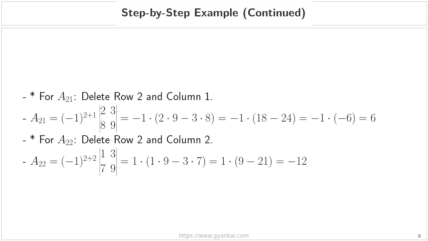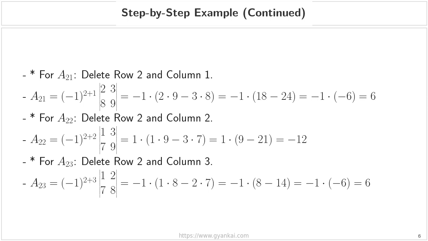Next, let's calculate the cofactor A 2 2. For this one, we delete row 2 and column 2. Our remaining elements form a minor with 1, 3, 7, and 9. Here, the sign is -1 raised to the power of 2 plus 2, which is a positive 1, so the sign remains unchanged. Calculating the determinant, 1 times 9 minus 3 times 7 gives us 9 minus 21, which equals -12. So our second cofactor is -12.